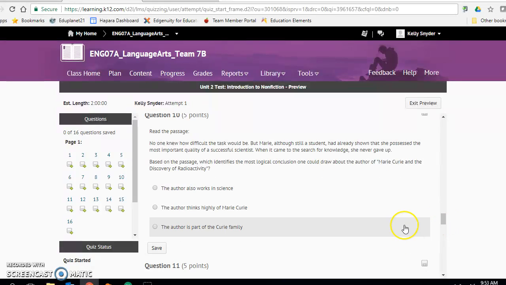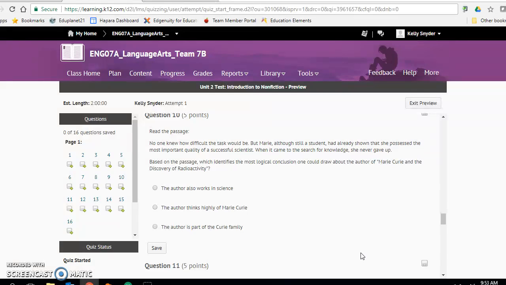Question number 10. Read the passage. No one knew how difficult the task would be, but Marie, although still a student, had already shown that she possessed the most important quality of a successful scientist. When it came to the search for knowledge, she never gave up.